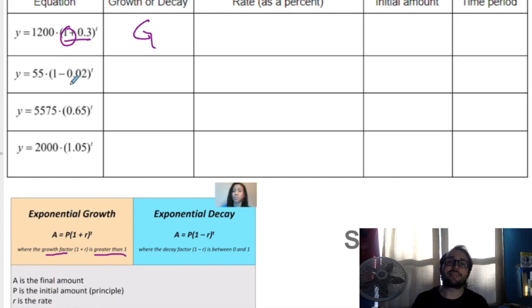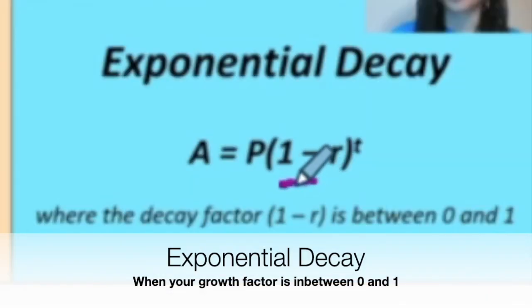The next one is similar. It says 1 minus. Well, in exponential decay, the decay factor has 1 minus the rate.